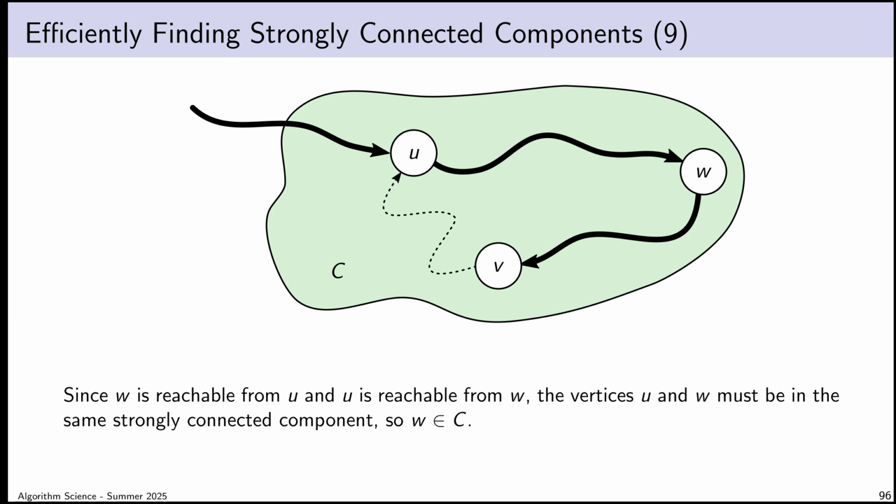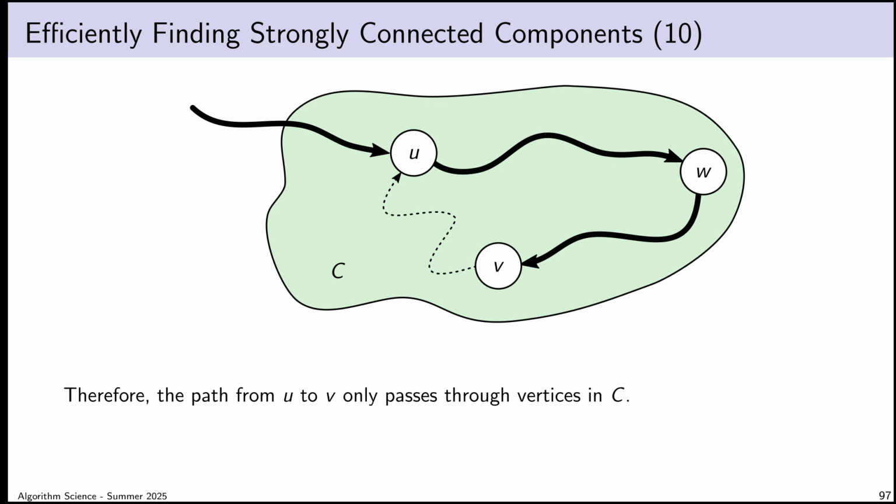And so what I've been able to prove here is that if I consider the path from U to any other vertex that I know to be in the component, any vertex that I pass through along the way must also be in the component as well. So therefore, the path from U to V only passes through vertices in the component, and that's my proof.